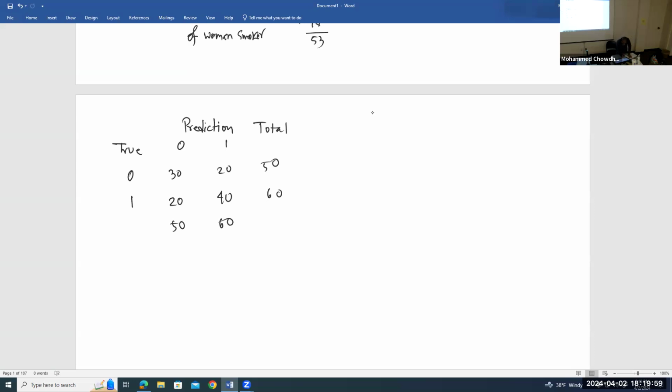There was no disease. How many people? 50 people have no disease, right? How many correctly identified? 30, right? Are you understanding? And how many misclassified? 20. Are you understanding? So this is called the true negative.